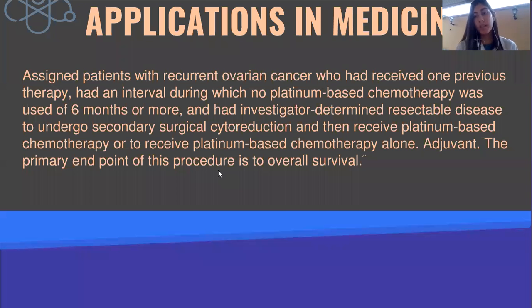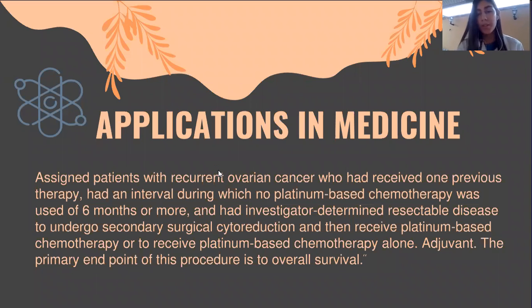In this study, we are learning about cytoreductions. So what are the applications in medicine? Patients with recurrent ovarian cancer who had received one previous therapy, had an interval of 6 months or more during which no platinum-based chemotherapy was used, and had investigator-determined resectable disease were assigned to undergo secondary surgical cytoreduction and then receive platinum-based chemotherapy, or to receive platinum-based chemotherapy alone. The primary endpoint of this procedure is overall survival.